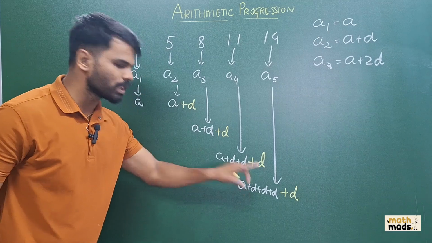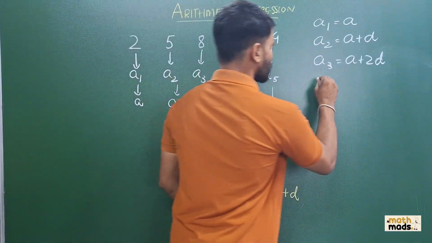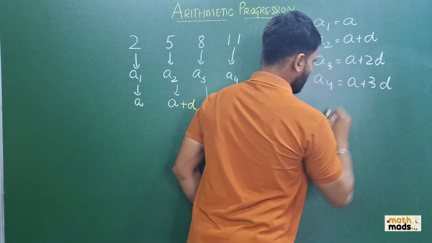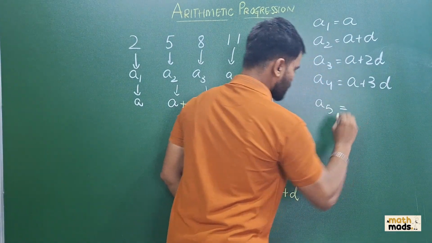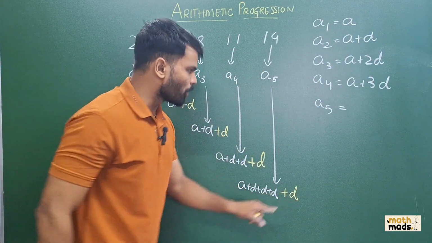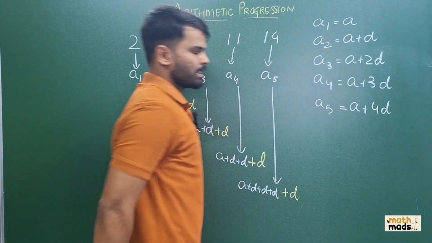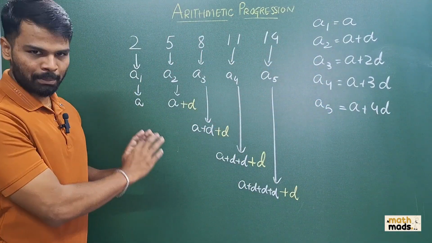Look at a4. 1, 2, 3. 3 times d is there with a. So a4 is equal to a plus 3d. What will a5 be? How many times d is there? 1, 2, 3, 4. So a plus 4 times d. See, you have got a method now. Basically, you have got a method.